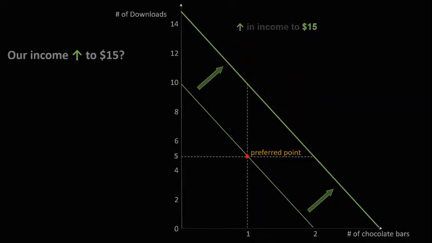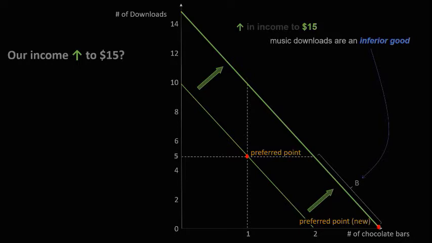Now this is different from an inferior good. In this example, suppose that as our income increases to $15, our consumption of chocolate bars goes from 1 to 3, however our consumption of downloads goes from 5 to 0. In this case, downloads would be considered an inferior good. The definition of an inferior good is that as our income increases, we consume less of the good. In fact, any area in B would imply that downloads are an inferior good.